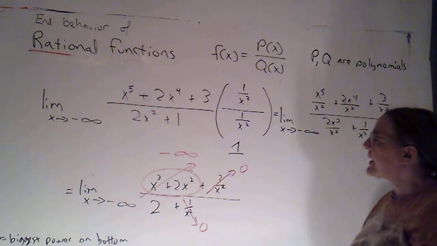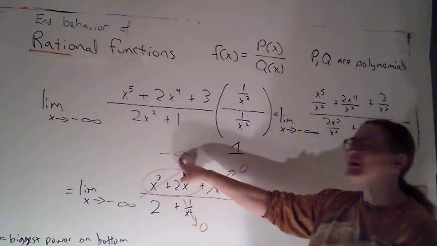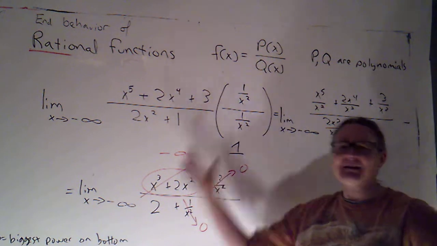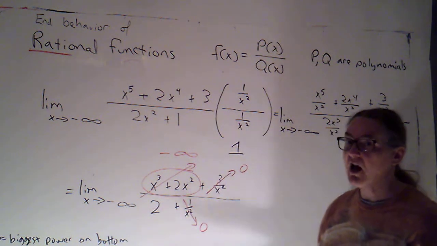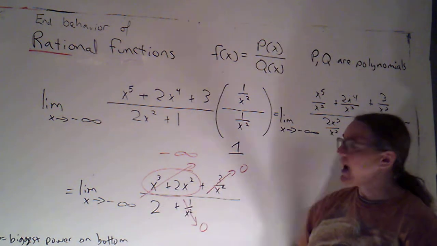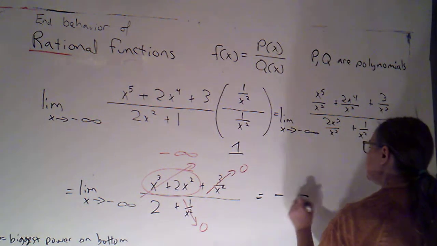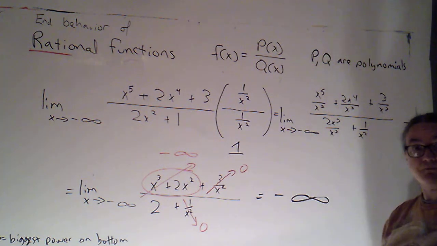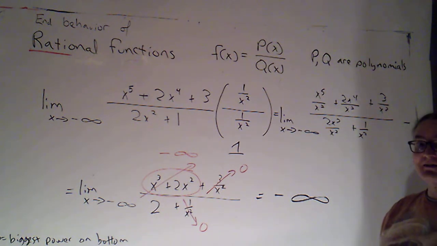Okay. What I'm concerned about there is the fact that that is positive. This is huge. Dividing by 2 isn't going to change the fact that it's huge. It's going to be half as huge, but it's still going to be huge. What I'm concerned about is, does the sign change? And if the bottom is going to positive 2, the sign does not change. And so this is going to negative infinity. Okay, that worked out nicely.